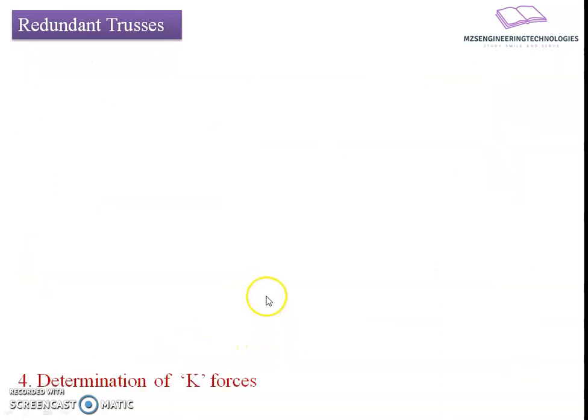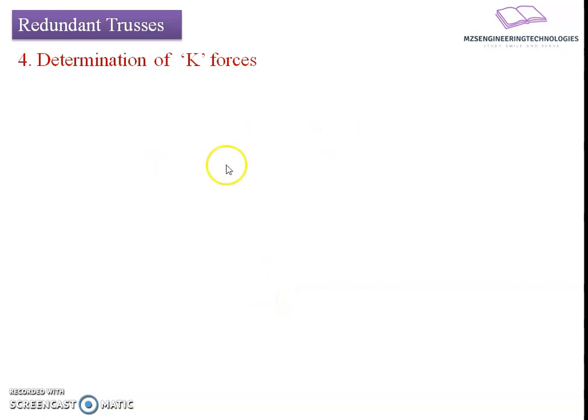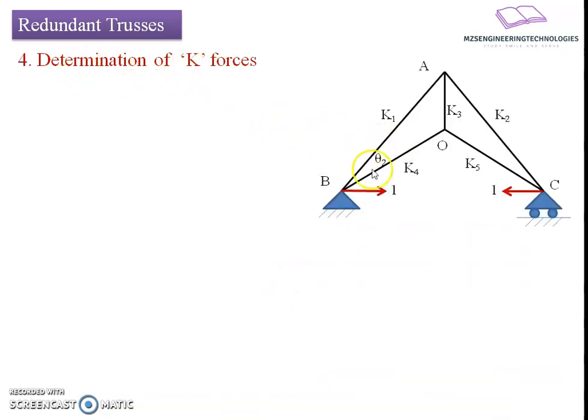Now after completion of this, I will have the unit load distribution among the members. We call this the determination of K forces. For that, I will apply a unit load at B and C so as to have unaltered effects on the member forces, and we'll find out the distribution of this among the other members. For that, we'll move with a joint by joint analysis.